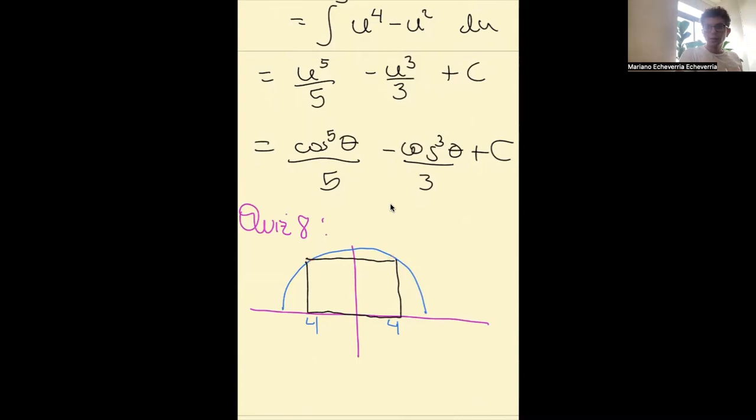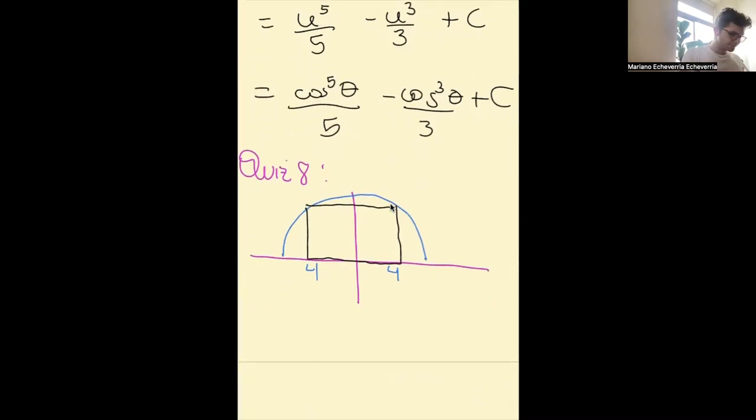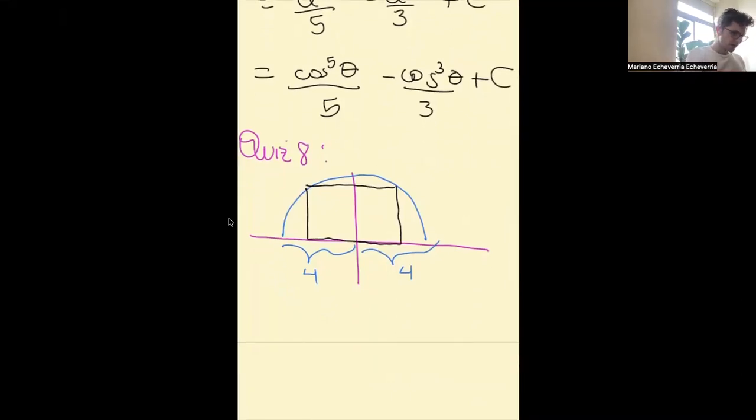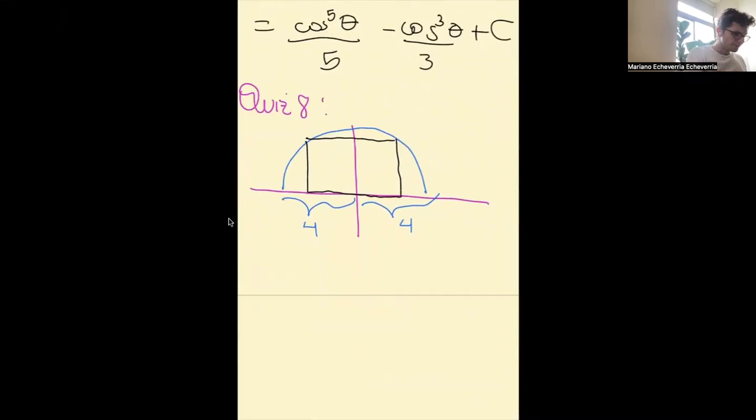So what the problem is asking is, sorry, 4 is the radius, so I should maybe write it like this. Here's 4 and here's 4. The problem is asking basically what are the dimensions with maximum area, right? Is the picture making sense? Yeah. Okay. So what are the dimensions with maximum area?